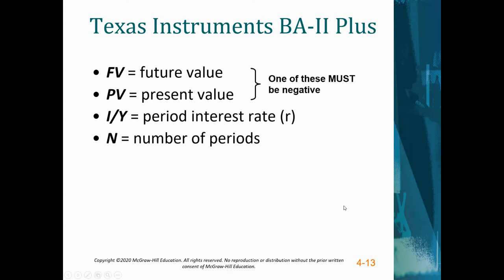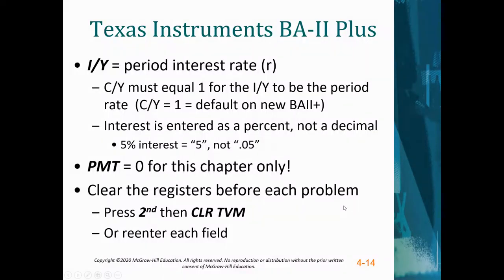Okay, so moving on. I over Y, right? C over Y must equal 1 for I over Y to be the period. In other words, the default is 1 period, and that's a default on the BA2. Interest is entered as the actual numbers, not a decimal, as would be in Excel or if you're doing the formula. As we said, PMT for this chapter is going to be 0.